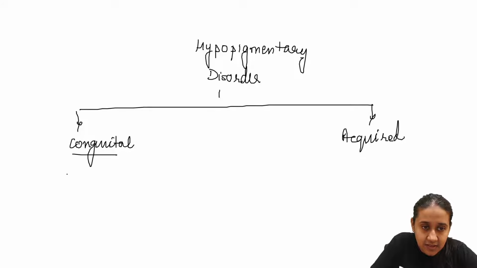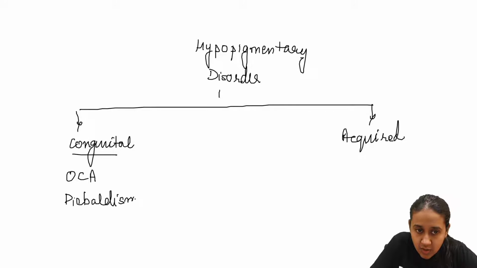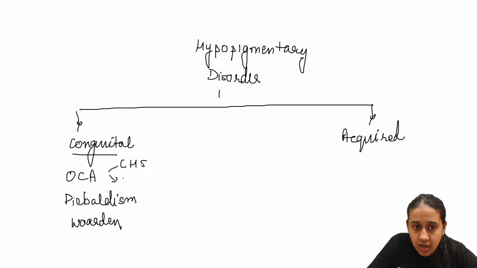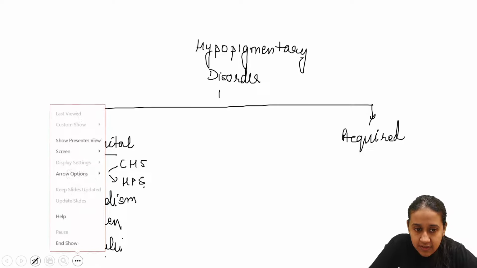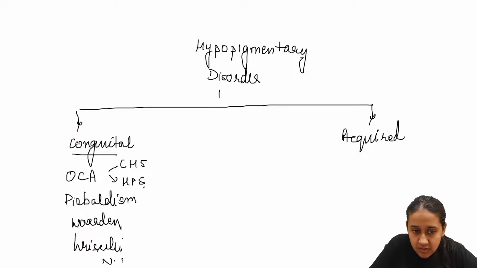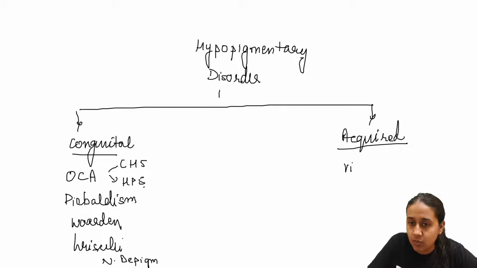Congenital ones are oculocutaneous albinism, piebaldism, Waardenburg syndrome, then Chediak-Higashi syndrome, Hermansky-Pudlak syndrome, Griscelli syndrome, nevus depigmentosus, etc. While among the acquired, the very important one is vitiligo.